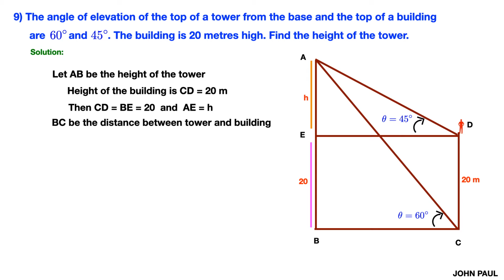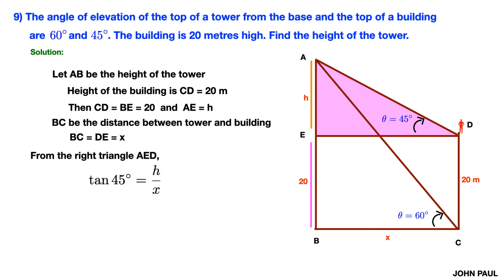BC is the distance between the tower and the building. Therefore, BC equals DE. The distance we don't know. Let us take it as X. From the right triangle AED, we can use tan 45 equals opposite by adjacent, that is H by X. Tan 45 is 1, so 1 equals H by X. From this we can say that H equals X.